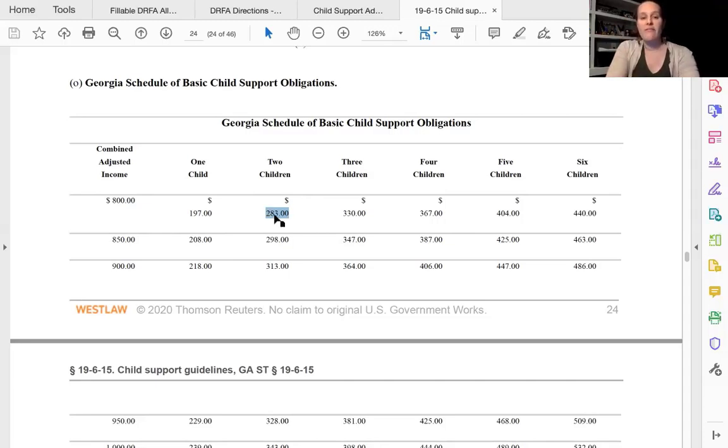That amount is then divided pro rata, based on the percentage of the income of each of the parties. So in the hypo that I just gave you, if the parties each made $400, their share of this amount is 50% each. And so they would each be responsible for half of this amount.